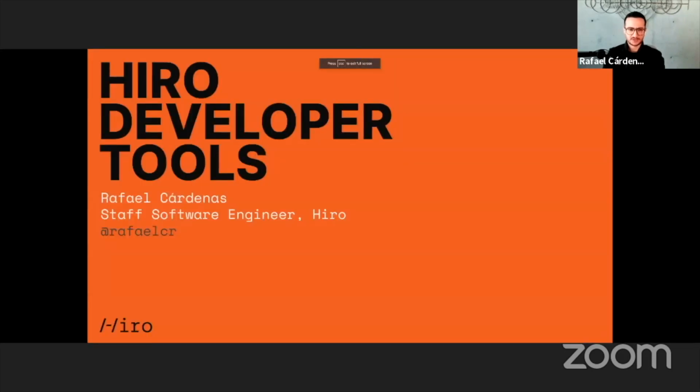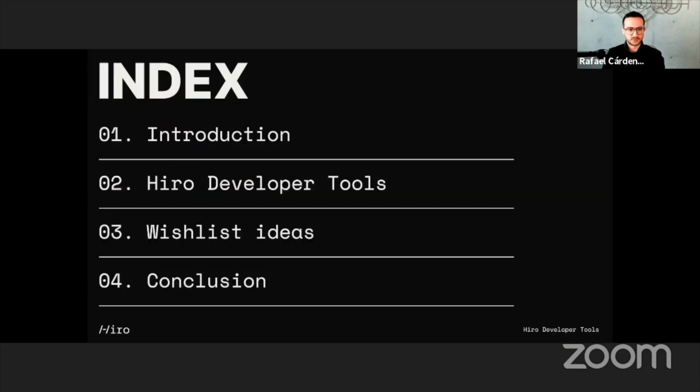So today I'll talk about some of the developer tools that could be useful for you in this hackathon. Again, I'm Rafael. I'm a staff software engineer at Hero. I wanted to start first with a brief introduction. What is Hero? What is my role at Hero? Then I'll explain four different developer tools that I think could be very helpful for you. And we can just go over the wishlist ideas quickly again, just to wrap everything up, and then just do a small conclusion. Just encourage you to use our tools and reach out to us if you need any help, right?